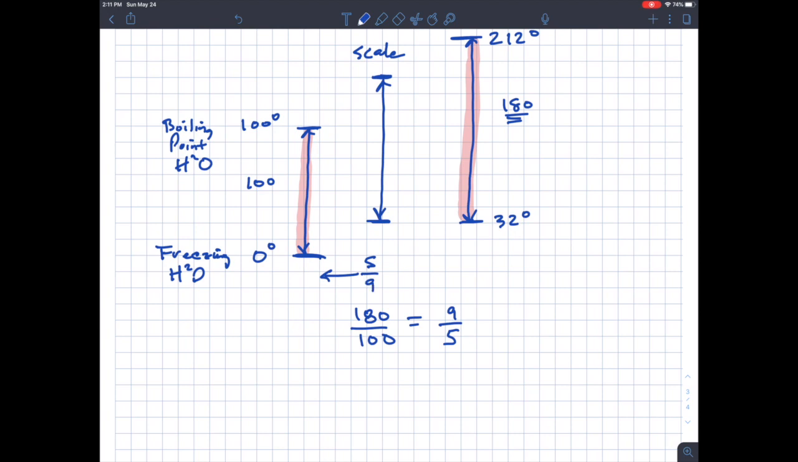If I wanted to go the other way, from here to here, it's what I've drawn here. You take 100 and you move it up, you have to cover more degrees. It's got to cover 180. So you would multiply by 9 and divide by 5. That's the scaling step. But there's more to it. There's this fact that the boiling point for water doesn't start at 0 on the Fahrenheit scale.